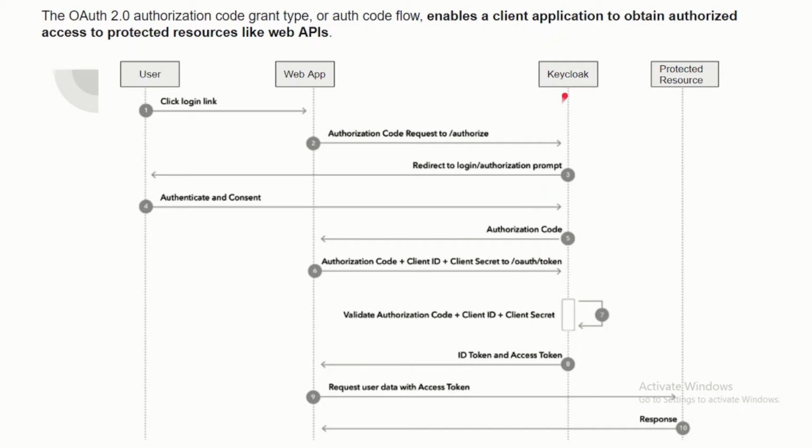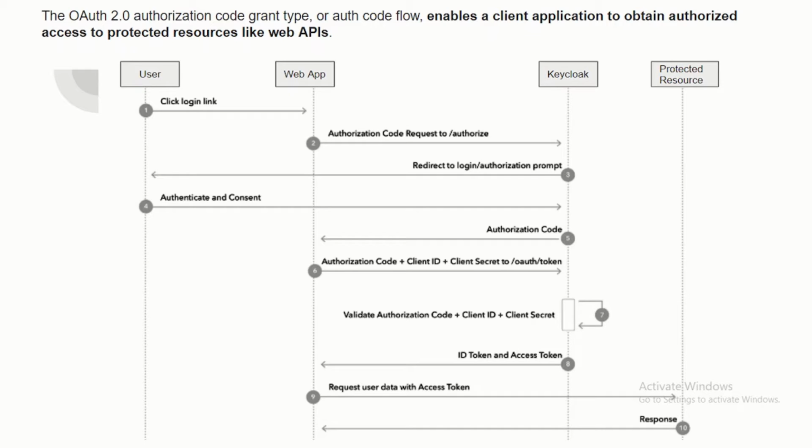Okay. Now Keycloak, the authorization server, will validate the authorization code, client ID and client secret. If the combination is fine, it will provide the ID token and access token back to the web application. Once we get the access token, I will request the protected resource using that access token. If the access token is validated and is an active token, I'll get the response back. So this is how authorization code flow works.